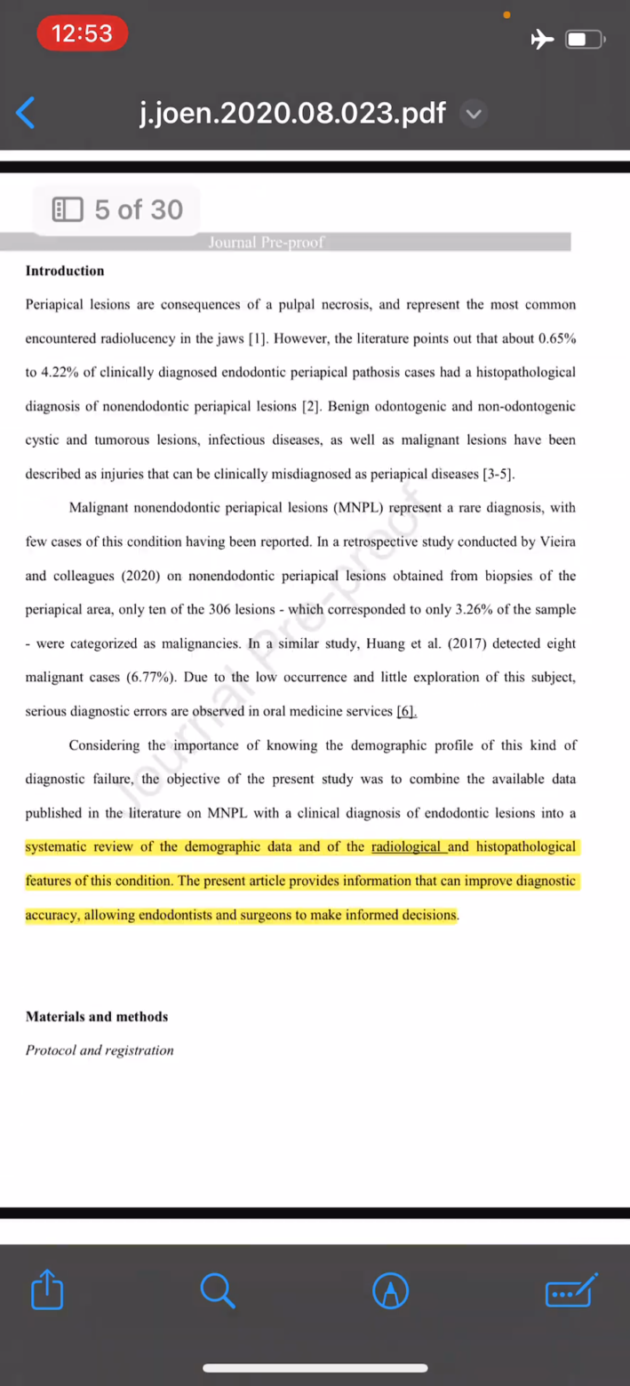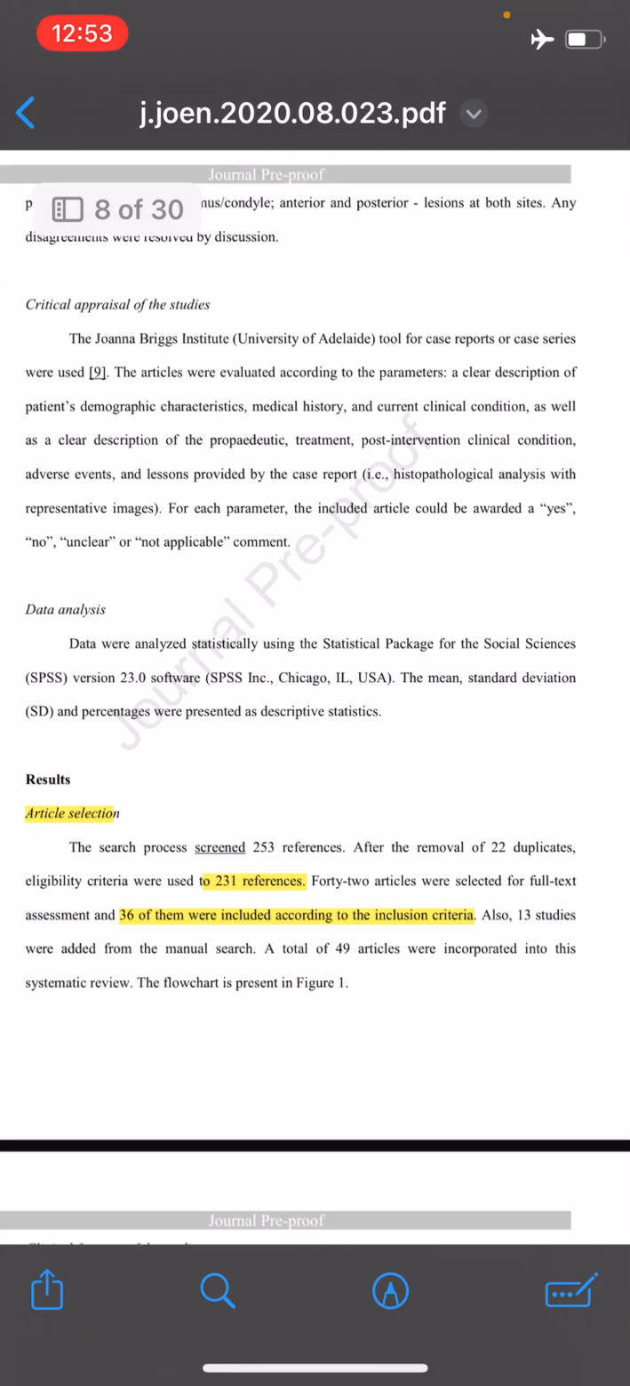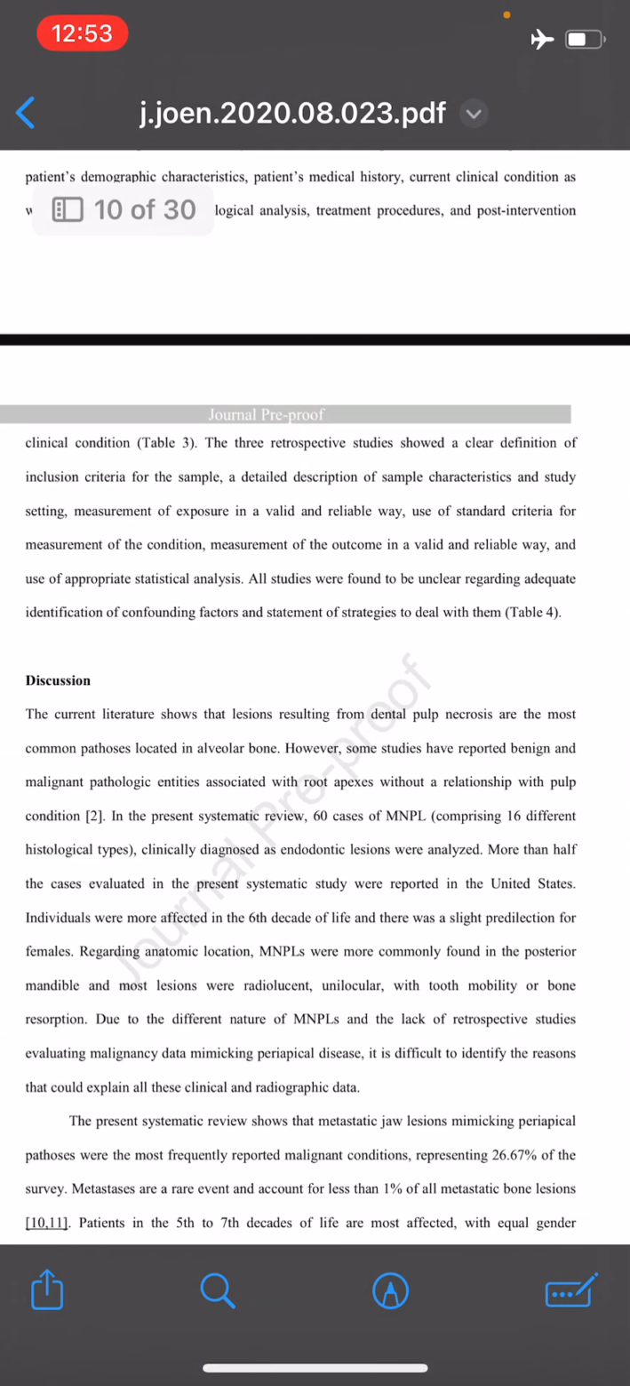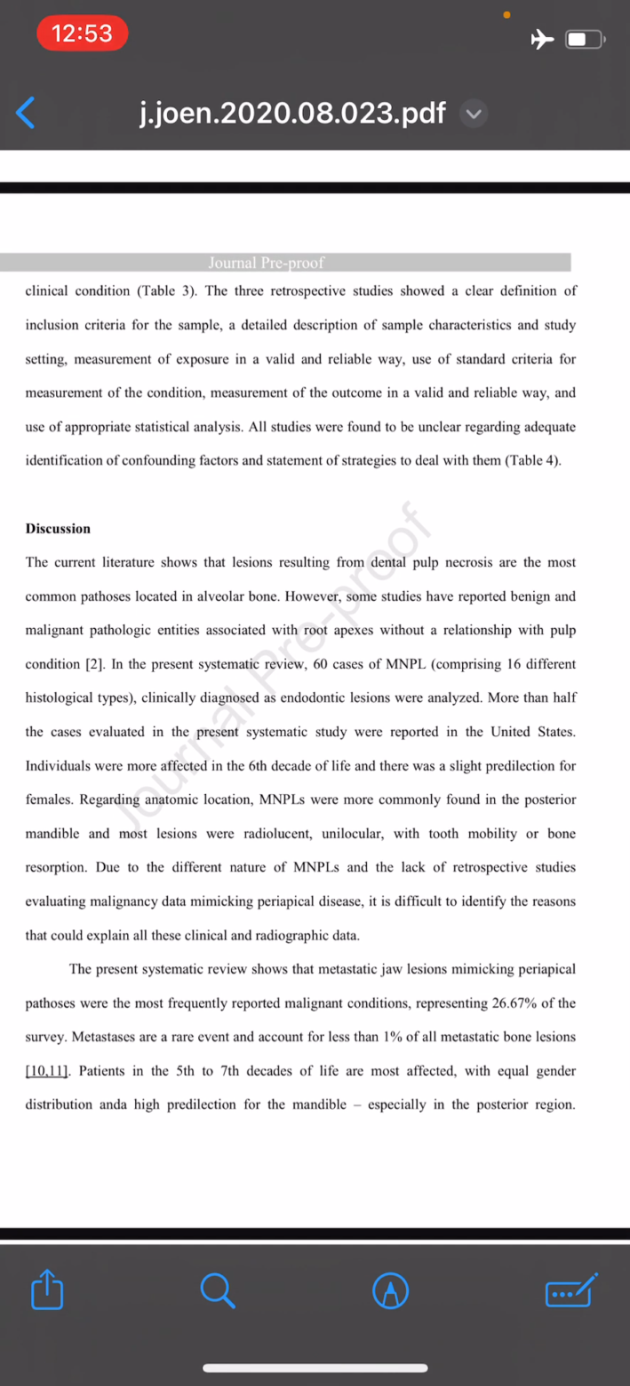In this article, they conclude that the present systematic review revealed that histological types of malignant periapical lesions could mimic endodontic pathoses. Because those lesions usually do not show clinical or radiographic features of malignancy, clinicians should consider this type of lesion and it should be involved in routine investigation during the treatment.